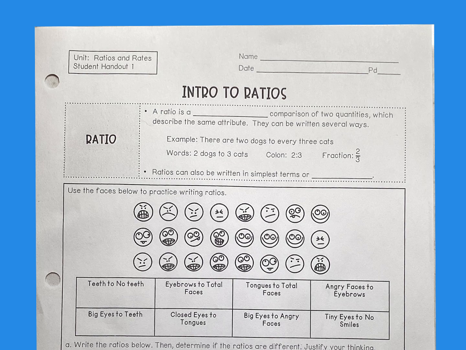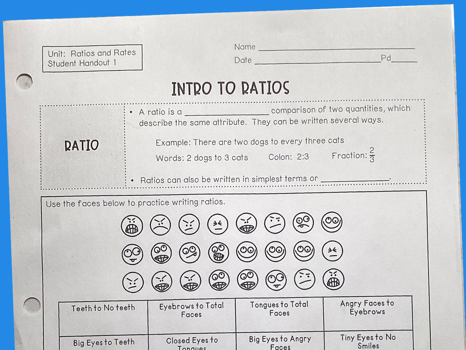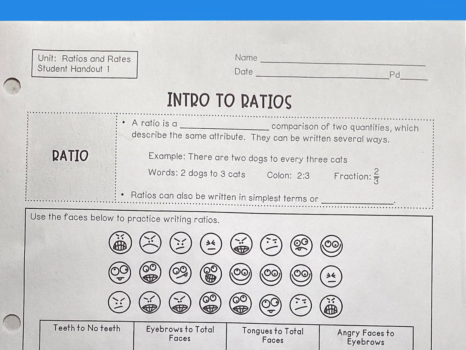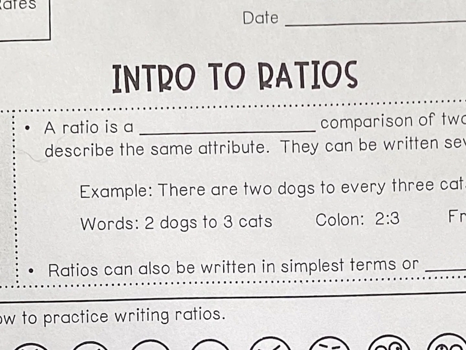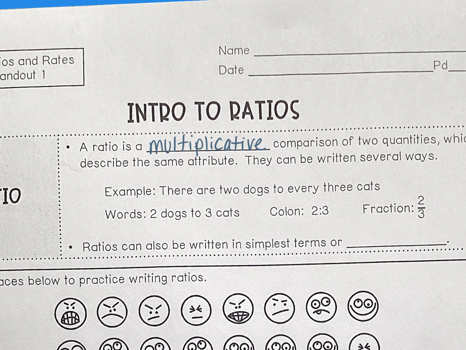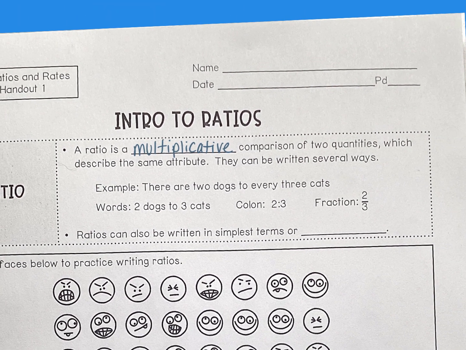Hello students, today we're going to talk about ratios. So when looking at your notes page, a ratio is a multiplicative comparison of two quantities. So in this space here, I want you to write multiplicative, spelled multiplicative. So a ratio is a multiplicative comparison of two quantities which describe the same attribute.